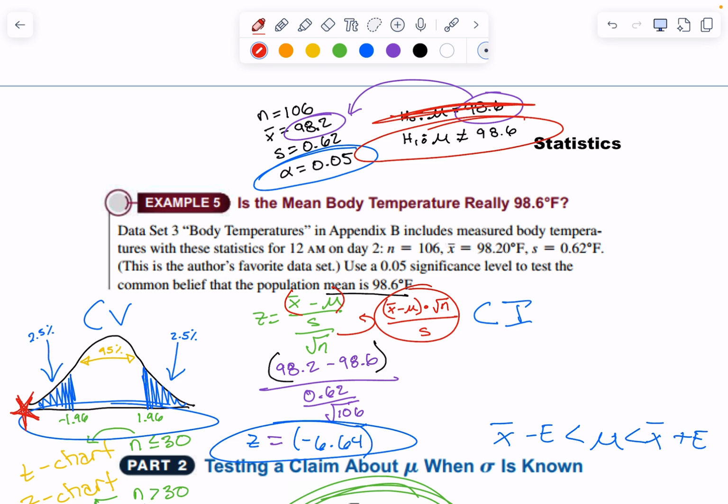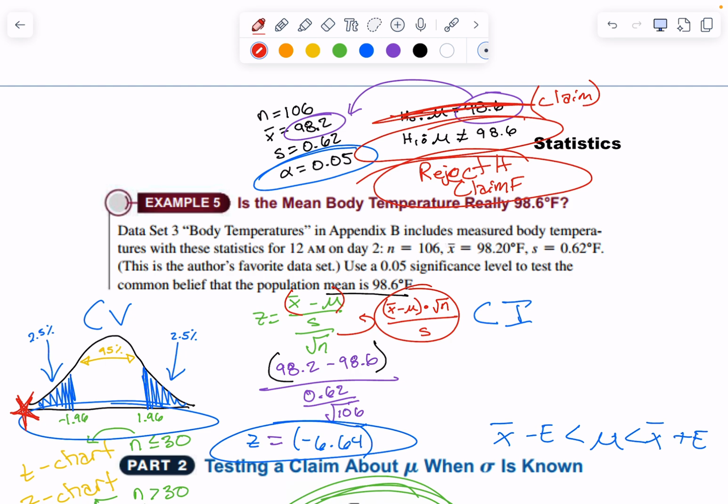So that means that the body temperature is not 98.6, critical value theory, right? So we reject H naught. Claim is false. Does the claim go with the top? Yeah. Reject H naught, claim false, because the claim went with the top one. There's my conclusion. The body temperature is not equal to 98.6.